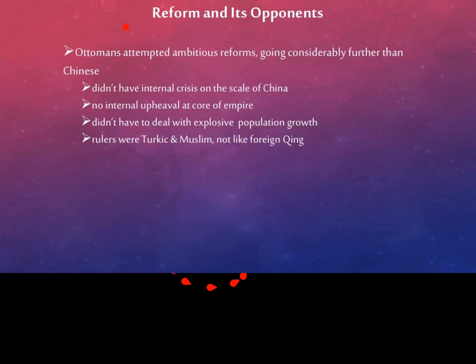Okay, reform and its opponents. So the Ottomans attempted rather ambitious reforms, going considerably further than the Chinese. They didn't have an internal crisis on the scale of that of China. There was no internal upheaval at the core of their empire, and they didn't have to deal with the really huge explosive population growth that the Chinese did. And the rulers were Turkic and Muslim. They weren't foreign like the Qing in China, being of Manchu descent.